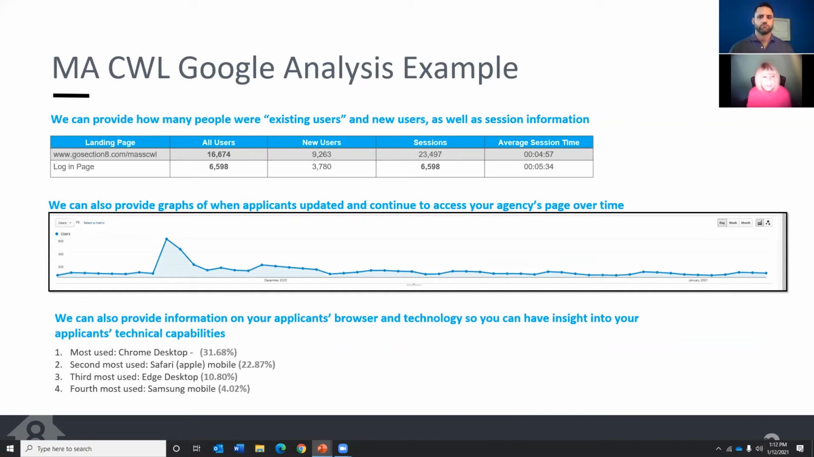In the case of Massachusetts, most people updated through the Chrome desktop at 31.68%. They also used Safari iPhone mobile, obviously, to update for 22.8%. So we can keep going down the line with this, but again, it's a very good statistical analysis, ongoing, of your applicants and what they're actually using to interact with the site.